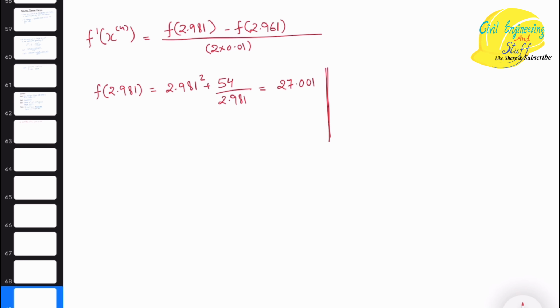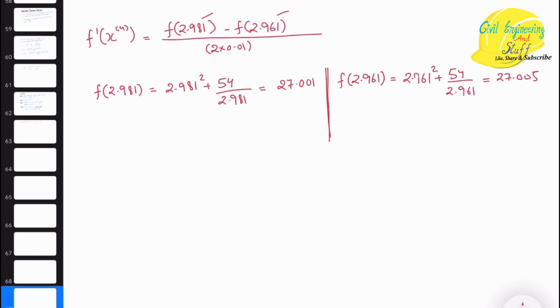And f of 2.961 will give 2.961 whole square plus 54 divided by 2.961. This will give the value to be 27.005. All right, let's put the values here and here.